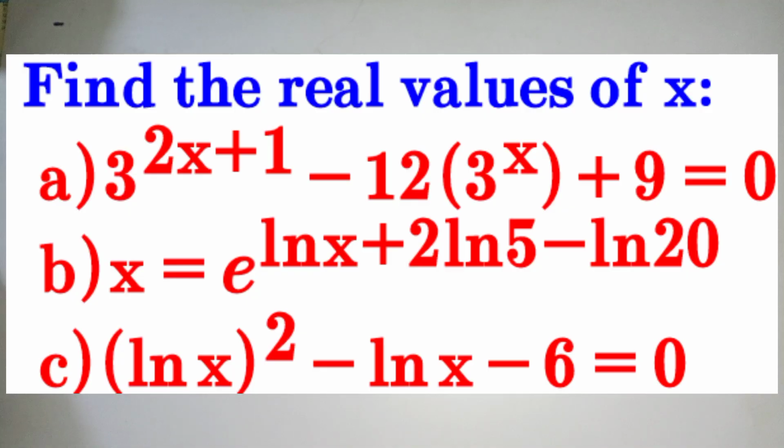And then the next question, B, x equals e to the ln x plus 2 ln 5 minus ln 20. And then the third one, ln x, all of that squared minus ln x minus 6 is equal to 0. So we want to solve those equations. Find the real values of x that satisfies all those exponential equations. All right, let's start.